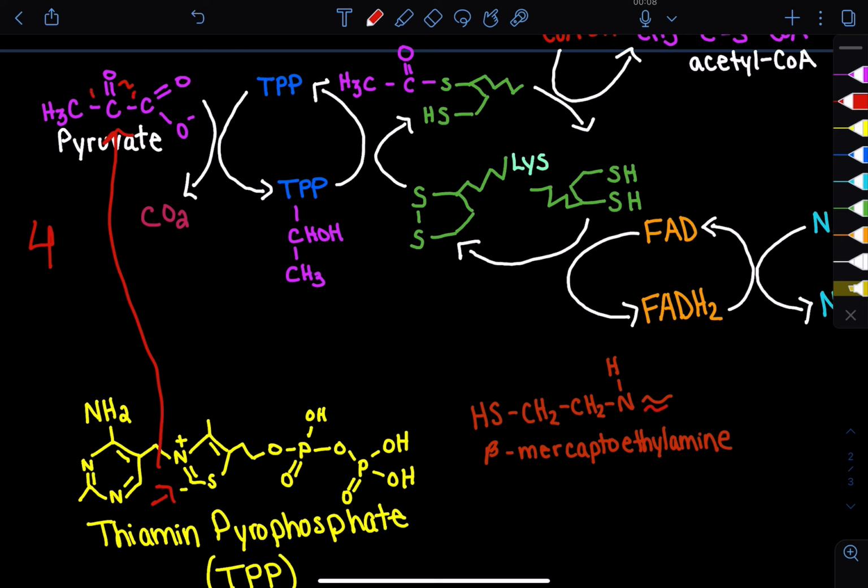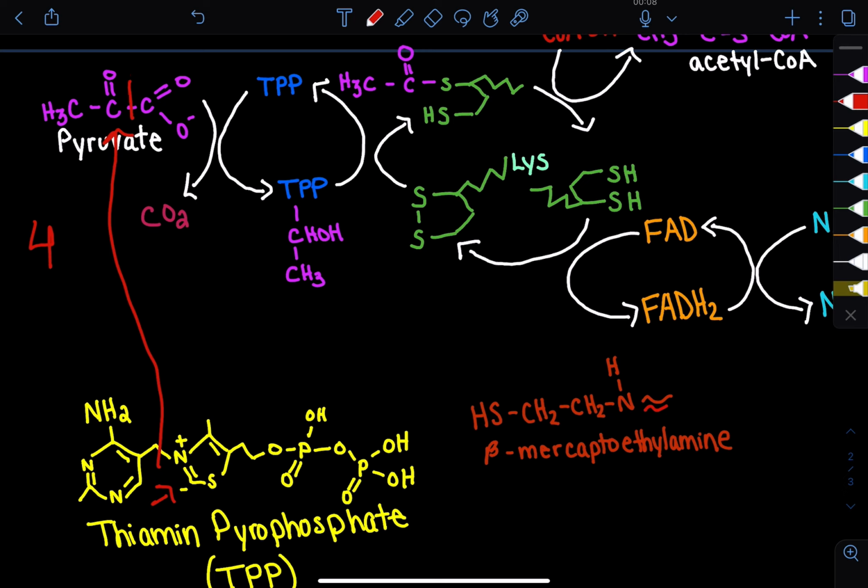So it must break a bond in order to make a bond. So in order to make a bond with TPP, it's going to break its bond with the adjacent carbon, holding the 2 oxygens. So when we break that bond, we get a release of carbon dioxide, because see, we have carbon 1, and then we have oxygen, and as a result, we get CO2.